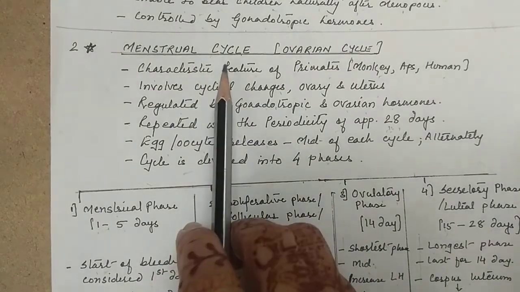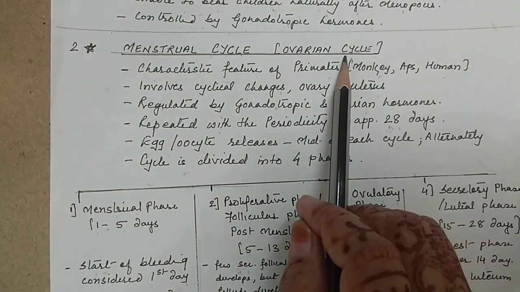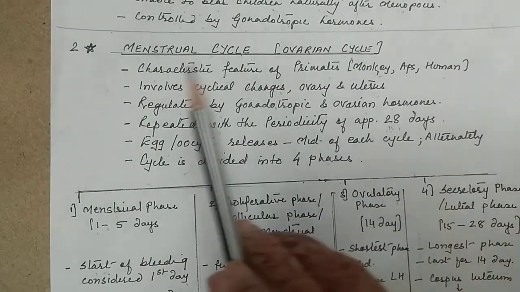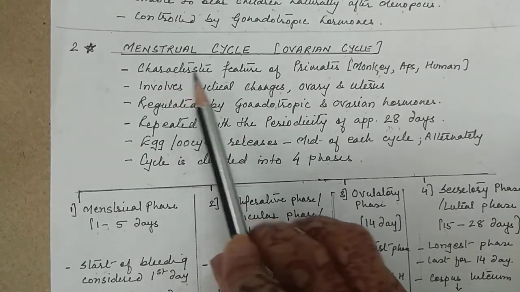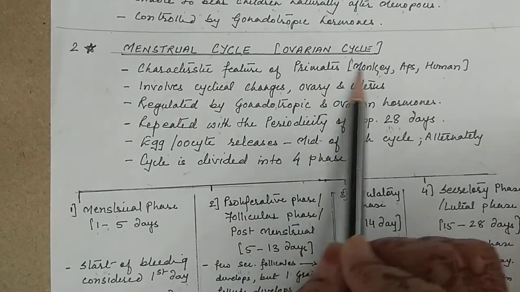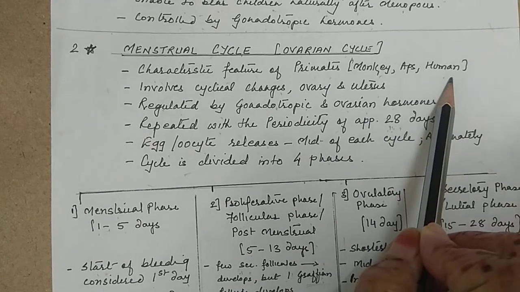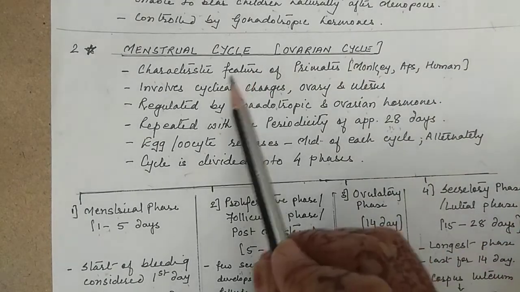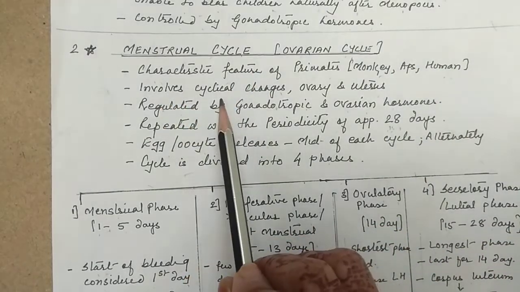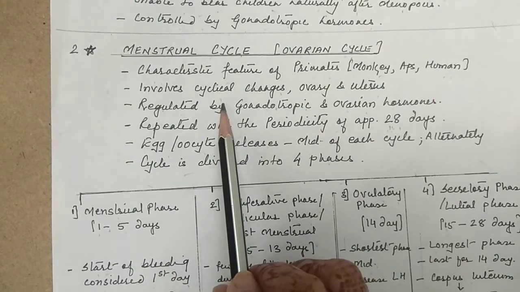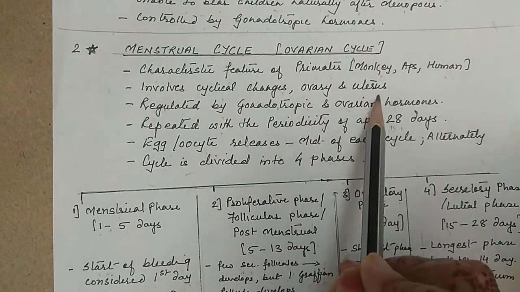Now we'll see what the menstrual cycle is and how it takes place and how it can be characterized. The menstrual cycle is also called the ovarian cycle, student. It is a characteristic feature of all primates, which includes monkeys, apes, as well as human beings. It involves cyclical changes which take place in the ovary as well as in the uterus.